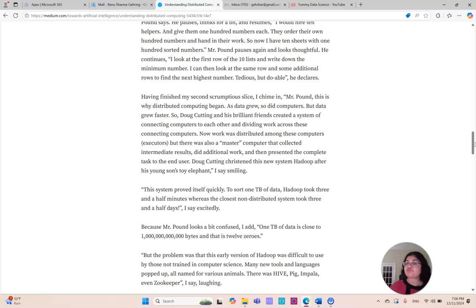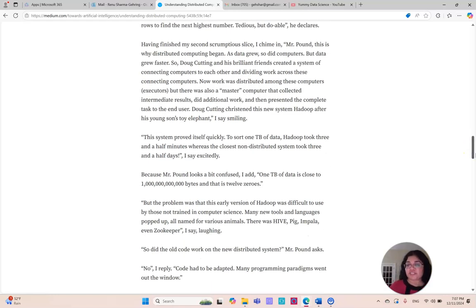"Doug Cutting christened this new system Hadoop after his young son's toy elephant," I say, smiling. "This system proved itself quickly. To sort 1 terabyte of data, Hadoop took 3.5 minutes, whereas the closest non-distributed system took 3.5 days," I say excitedly. Because Mr. Pound looks confused, I add, "1 terabyte of data is close to 1,000,000,000,000 bytes, and that's 12 zeros."